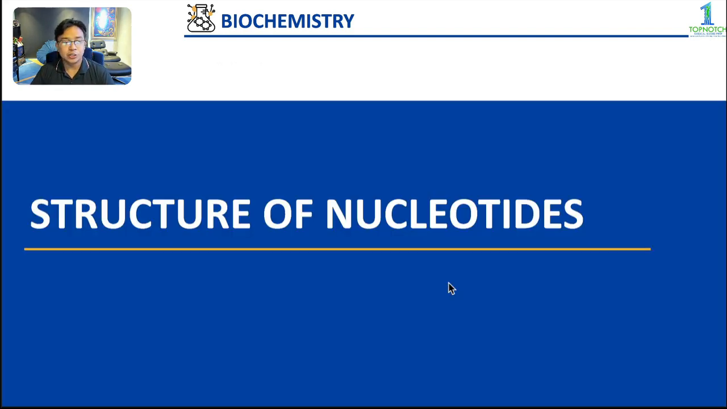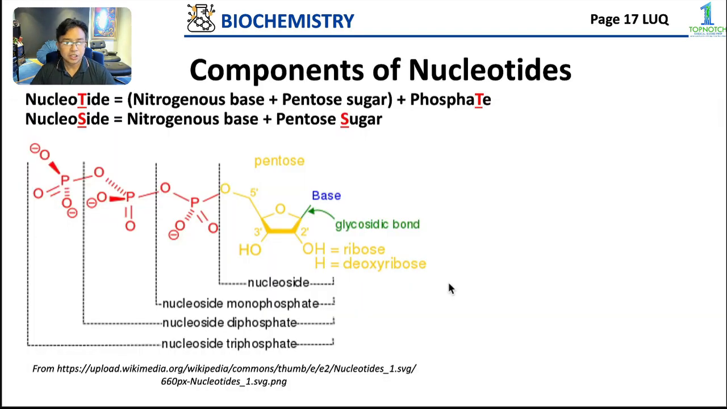Now we head to your nucleotides. It is important to distinguish the different components of your nucleotides. As you can see here, guys, a nucleotide contains a base, a sugar, and a phosphate. The one with T is nucleotide. But a nucleoside only has a base and a sugar. S for nucleoside. So let's go first to our base.